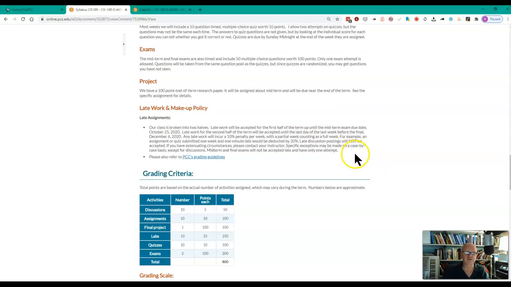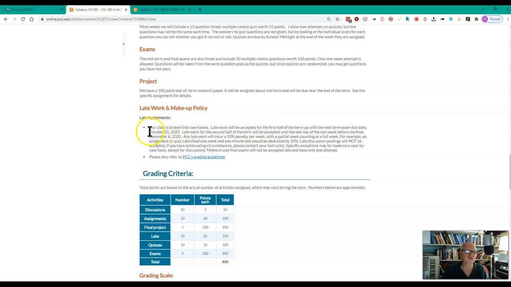Late work and makeup policy. So in order to get full credit, you need to have the work done and turned into me by midnight Sunday night from that week's work. If you're late, you can still turn it in until the midpoint of the term for the first half, or the final week for the second half. However, you will take a hit, a 10% penalty per week hit, and a partial week is a whole week. So if you have a week and a day or a week and a minute, that's 2 weeks. So be sure you get stuff in on time.